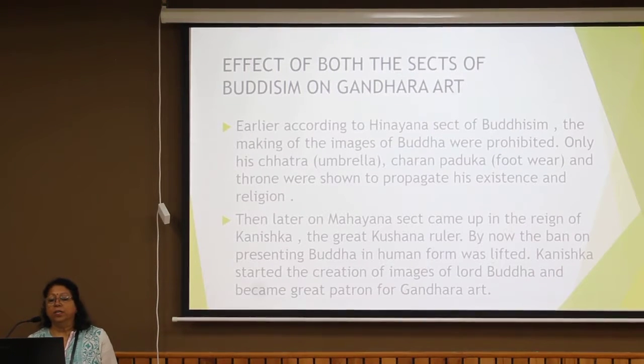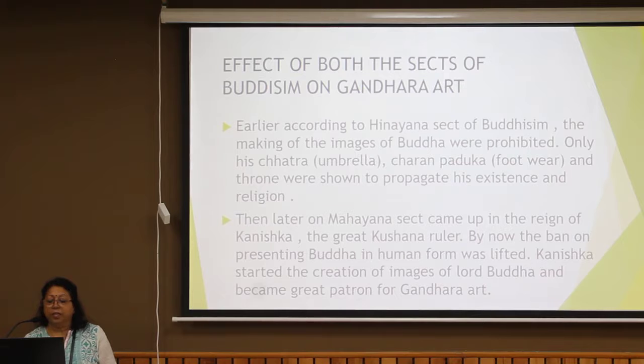Earlier, according to the Hinayana sect of Buddhism, the making of images of Buddha was prohibited. Only his chhatra, that is umbrella, charan paduka, footwear, and throne were shown to propagate his existence and religion.